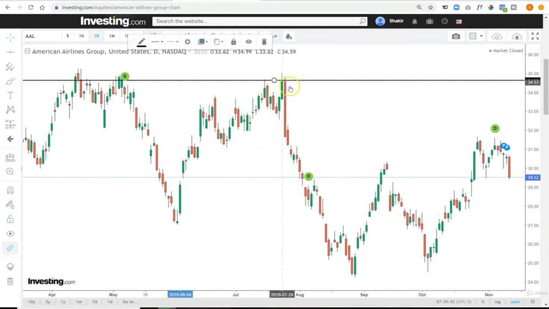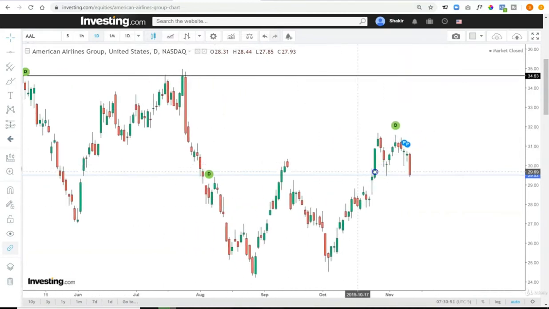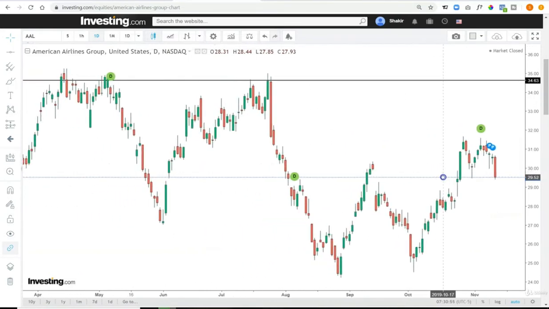And this is the point where you actually get out of the stock, or you could just short it and it goes all the way down, and then it doesn't really go back up, and this is the end of the chart. We don't have anything beyond this.